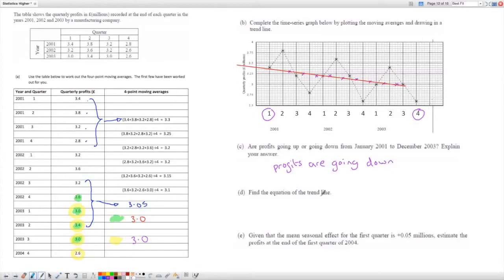down. We're then asked to find the equation of the trend line. So to do that, first we need to identify the y-intercept. So if we look here, we can see where our line is crossing, and here we will have 3.4. So our intercept will be equal to 3.4. So this is an equation we're looking for a straight line. So y equals mx plus c. So our c part will be 3.4. We then need to identify our gradient.